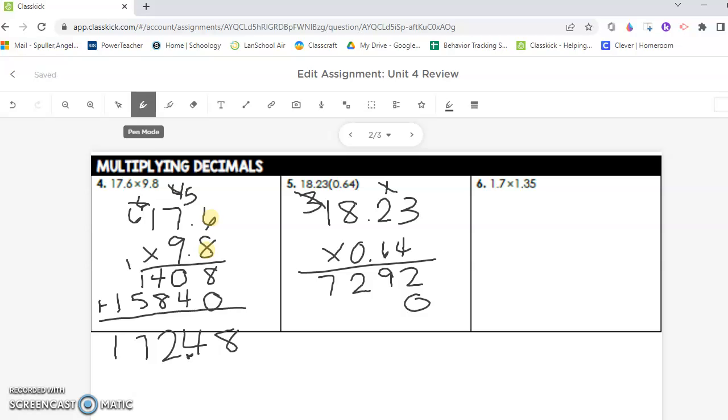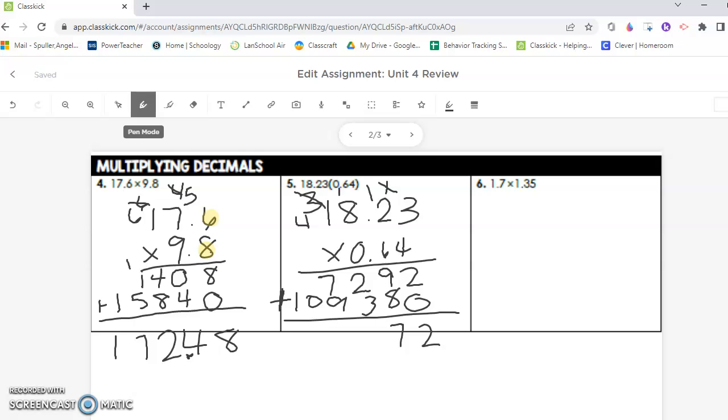With these, we're moving into the 10. 6 times 3 is 18. Carry the 1. 6 times 2 is 12. Plus 1 is 13. Carry the 1. 6 times 8 is 48, plus 1 is 49. Carry the 4. 6 times 1 is 6, plus 4 is 10. Let's add these.